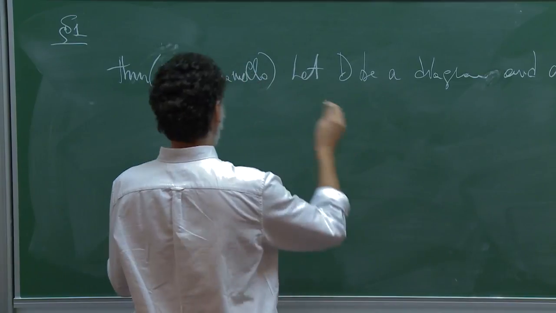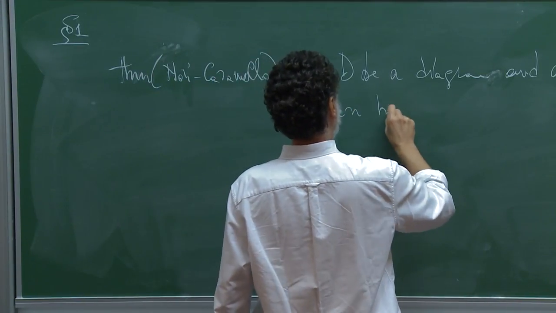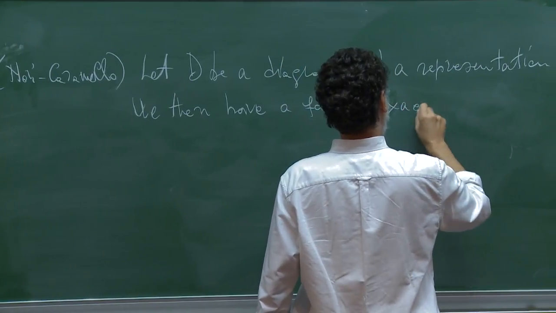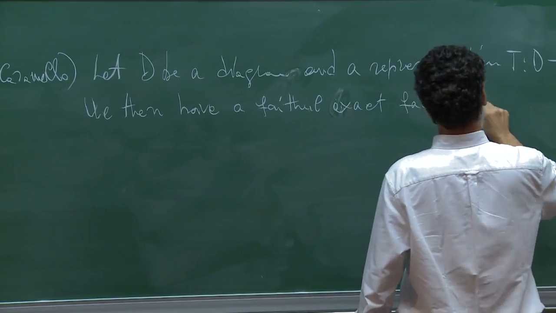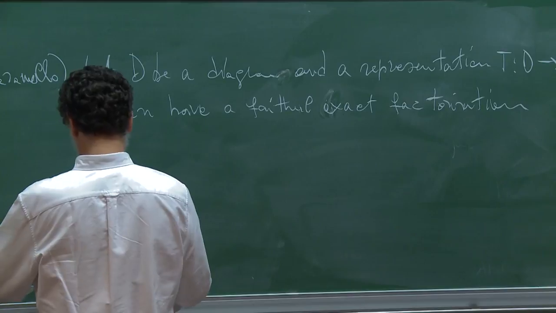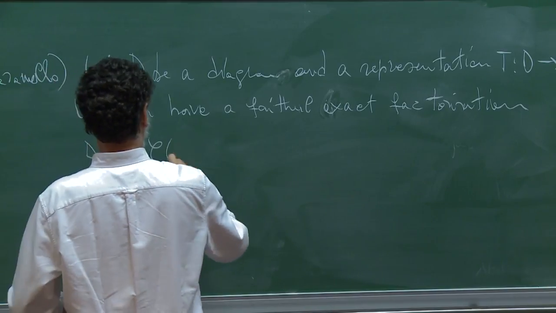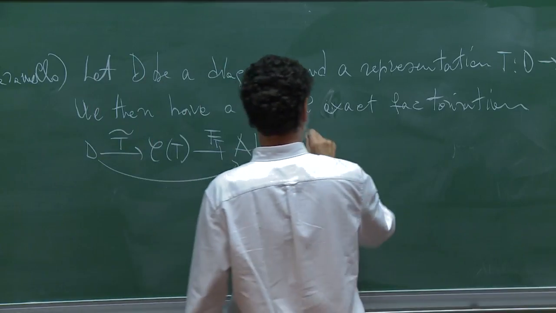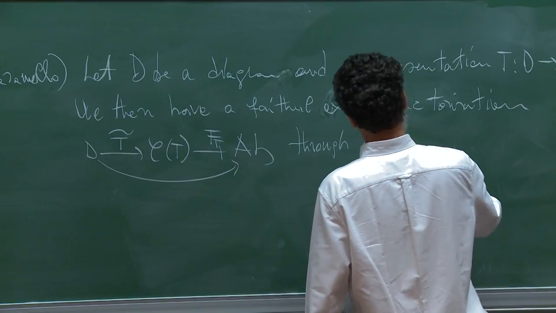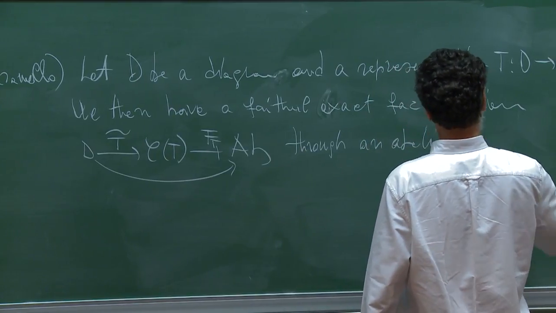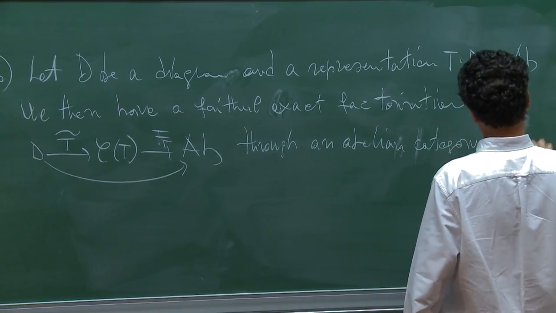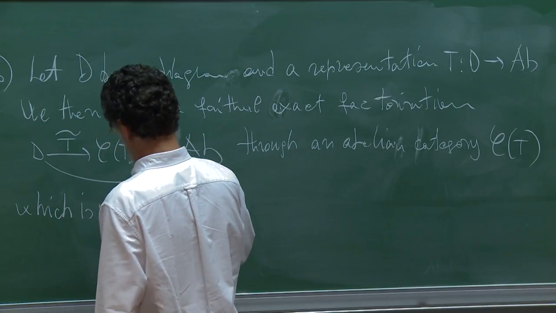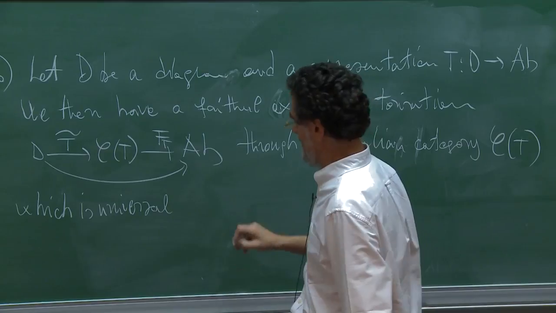Then we have a faithful exact factorization, which I write through an abelian category C_T, which is universal among the factorizations. So it's actually initial.